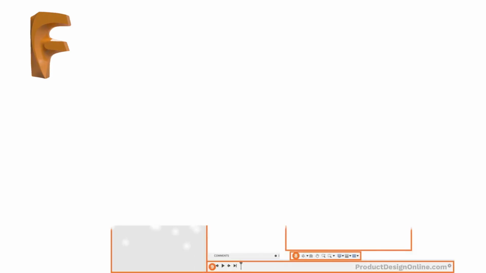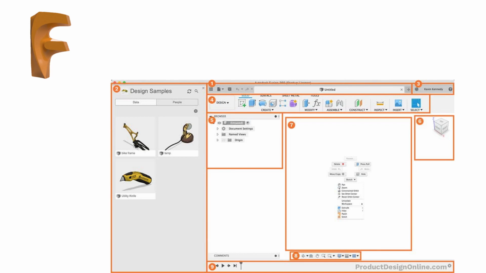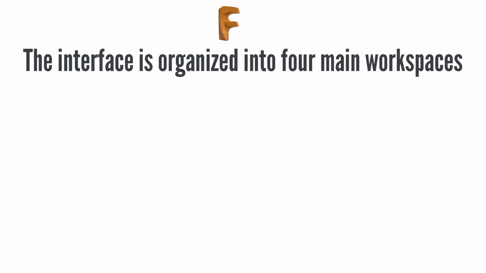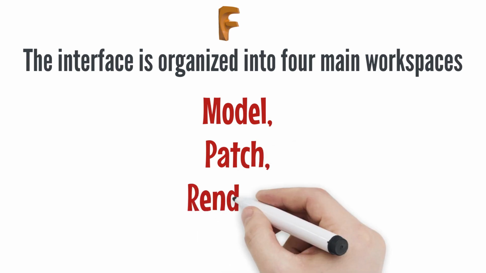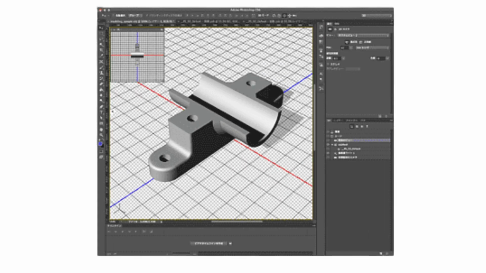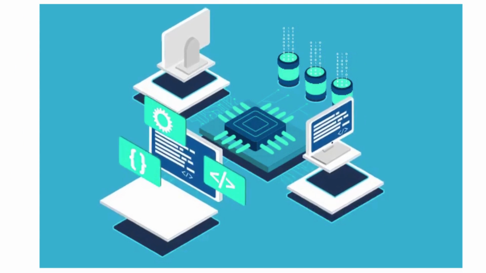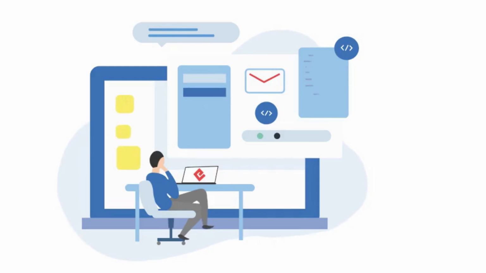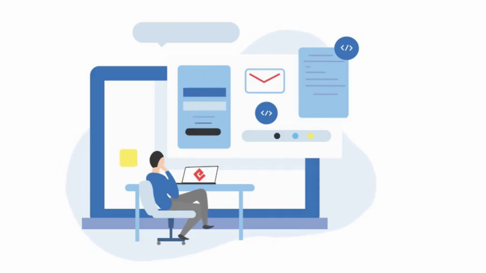On the other hand, Fusion 360 has a more modern and streamlined user interface that is designed for users who want a simpler and more intuitive experience. The interface is organized into four main workspaces: Model, Patch, Render, and Animation, that can be easily accessed from a single toolbar. This allows users to quickly switch between different modes and tools as they work on their projects. In terms of customization, both software programs offer a high degree of flexibility, allowing users to customize the interface to suit their needs.